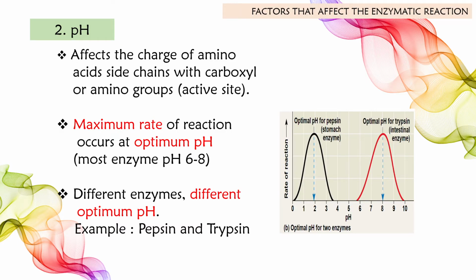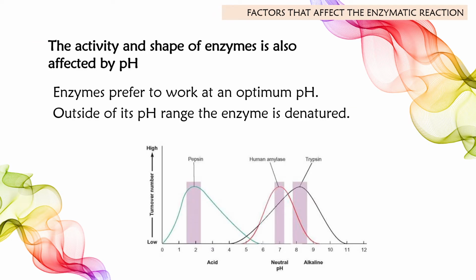Enzymes function efficiently over a particular pH range. The optimum pH for an enzyme is the pH at which the maximum rate of reaction occurs. Most enzymes work best when the pH value is between 6 and 8, close to the pH of most body fluids and cellular matrix. The optimum pH is the most favorable pH value where the enzyme is most active. When the pH is above or below this range, the enzyme activity decreases.